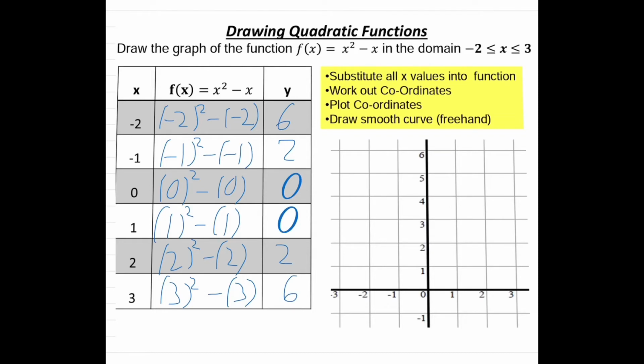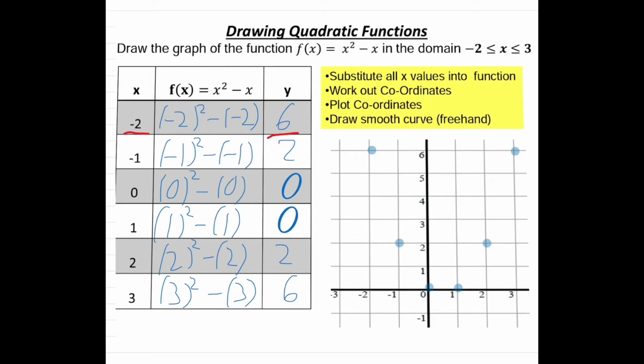Now, we have our coordinates. So you can see your x part there and then your y part. So now let's plot these points. First one, minus 2, 6. There. Minus 1, 2. 0, 0. And then 1, 0. 2, 2. And 3, 6.